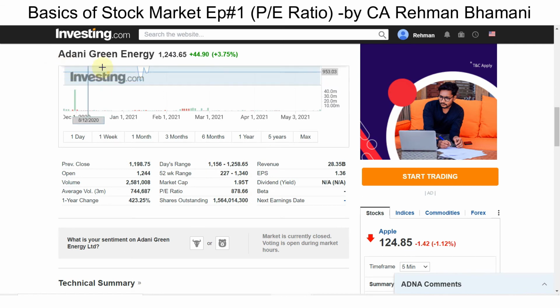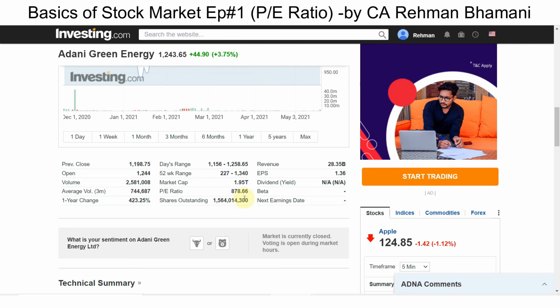So here we are checking Adani Green Energy. The PE ratio is 878. Friends, some of you must be laughing at 800 years just to recover the cost. But this is what we can see with the PE ratio. If the company continues to earn the same earning which it is earning right now, it will take 878 years to recover the cost. Friends, this may change as the company continues to grow and earn higher and higher.